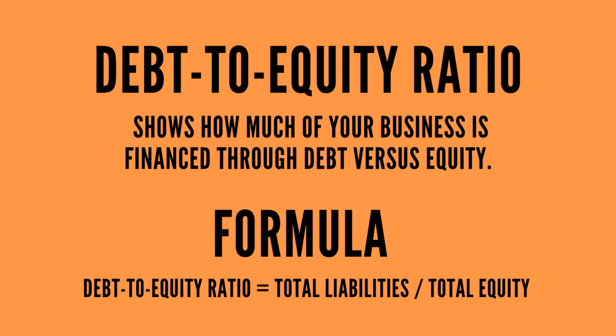Debt-to-equity ratio shows how much of your business is financed through debt versus equity. Debt-to-equity ratio equals total liabilities divided by total equity. Example, if a construction company has $400,000 in liabilities and $800,000 in equity, their debt-to-equity ratio is 0.5, meaning they're using 50 cents in debt for every $1 in equity. These ratios give a clear picture of your liquidity, financial leverage, and overall health.